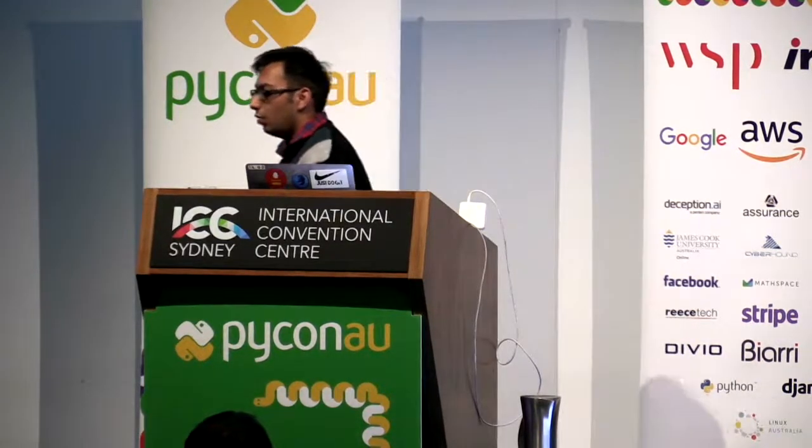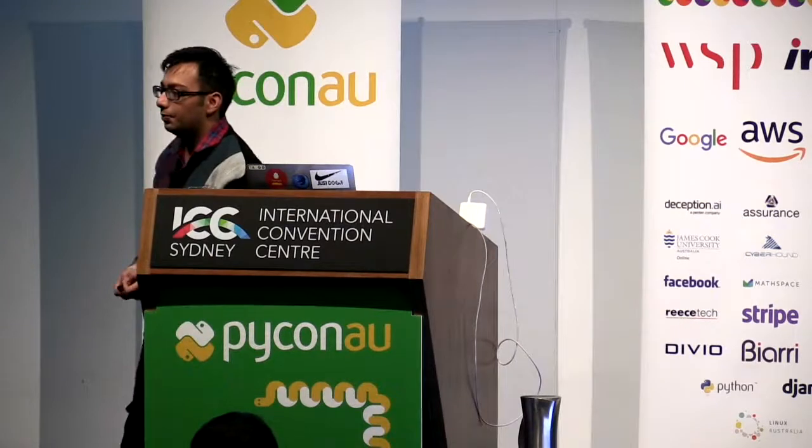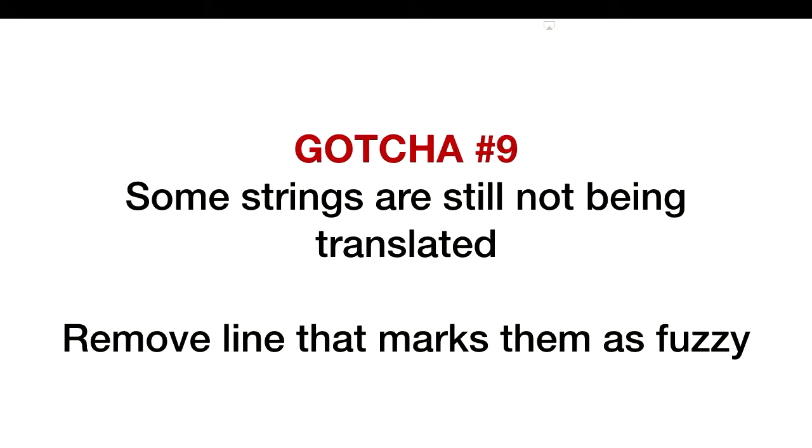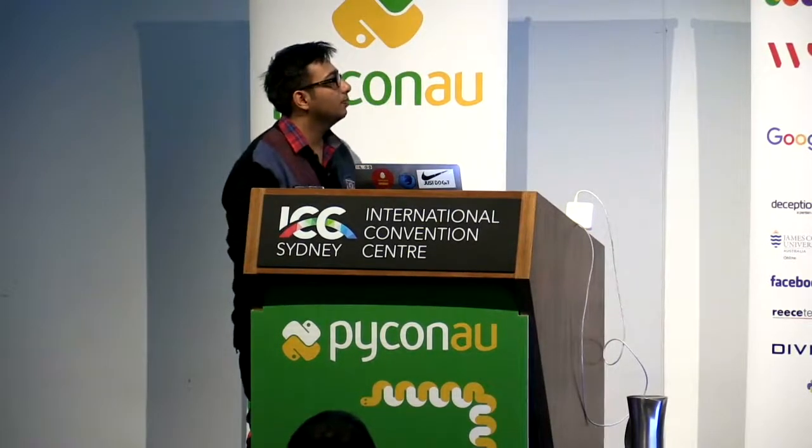So why does Django actually mark them as fuzzy? If you have a very slight variation in the django.po files for the same static string, Django thinks that the translated version should change as well. So it marks them as fuzzy so that the translator may want to have a second look at it. When you're sure that the translated version is correct, you can remove that line that marks them as fuzzy and compile the messages again, and it would work.